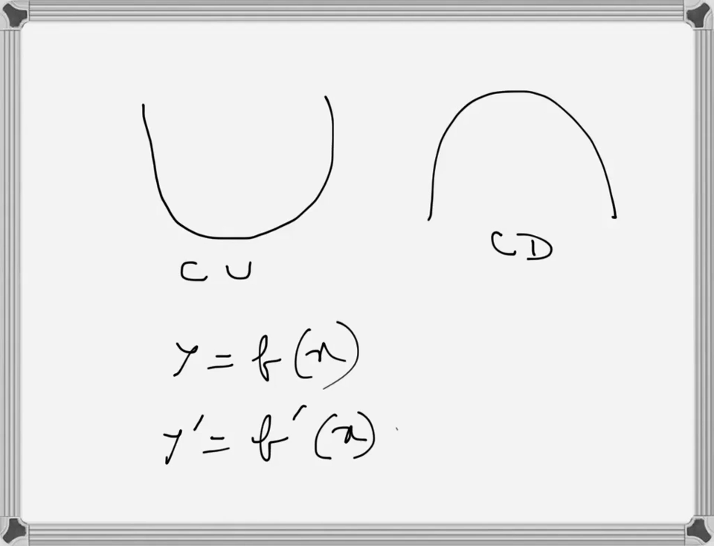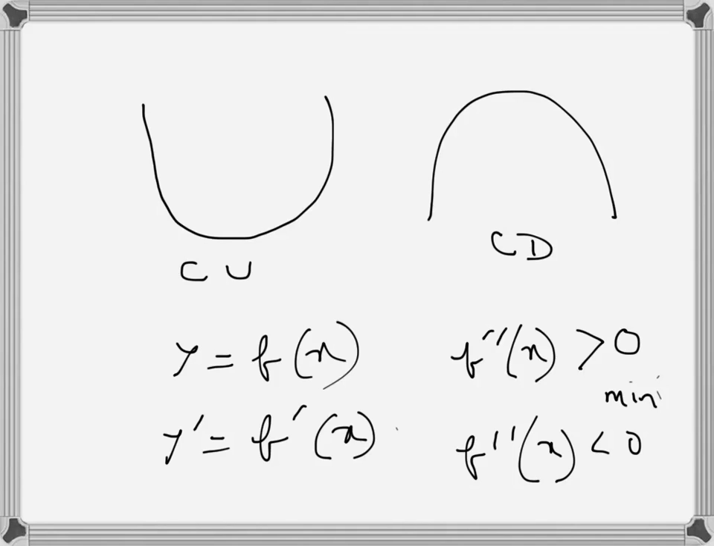And as I talked about in the last video, by looking at the sign of the second derivative, we can tell whether the stationary point is a maxima or minima. So if the second derivative, that is f double prime x, is greater than 0, then the stationary point where the first derivative is 0 is a minima, and if it is less than 0, then that's a maxima.